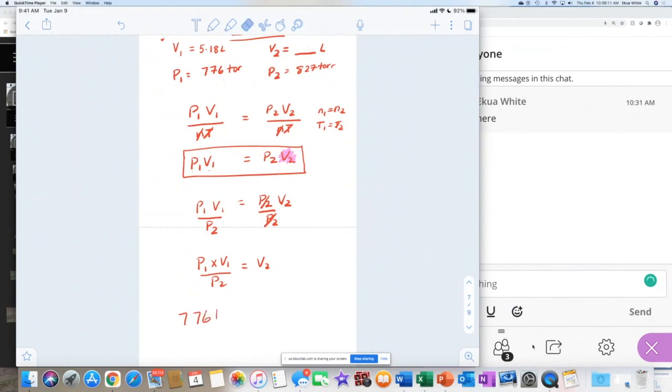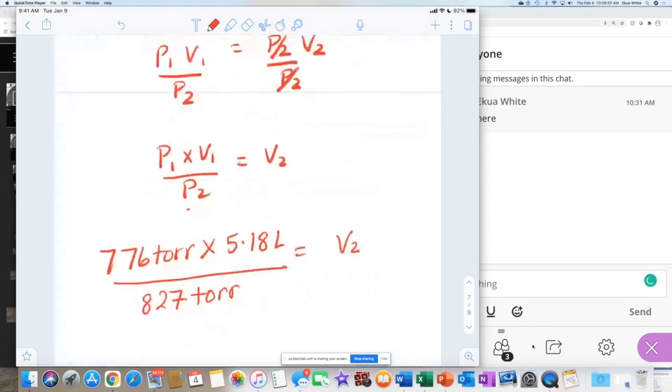776 torr. I need to write small. I'm writing so big like I have all this space. 776 torr times V1, 5.18 liters over P2, right? 827. Don't leave out the units. Don't ever leave out the units in chemistry because units really, really make a difference, right?